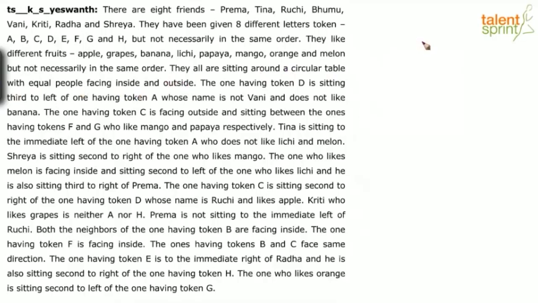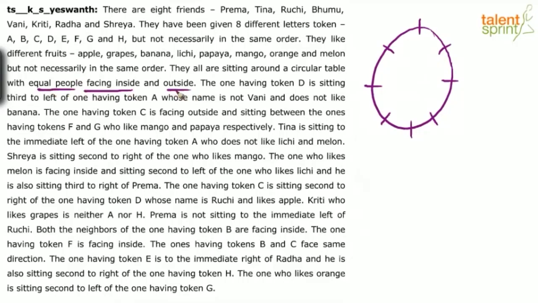Alright. So first and foremost, let us draw a circular table with 8 positions. Now, it is not that all the persons are facing the center or all of them are facing outwards. What does it say? Equal people facing inside and outside. You know that there are a total of 8 friends, and if equal numbers are facing inside and outside, obviously 4 will face inside and the other 4 will face outside. So the point is, even to start such an arrangement is not easy.